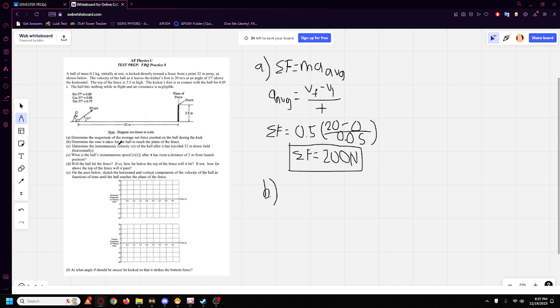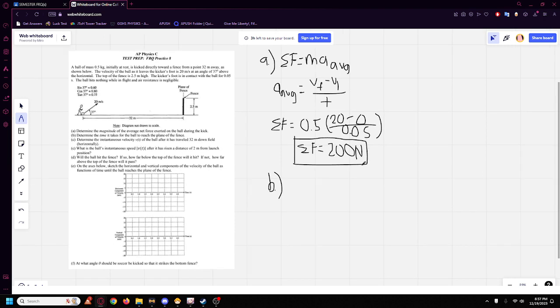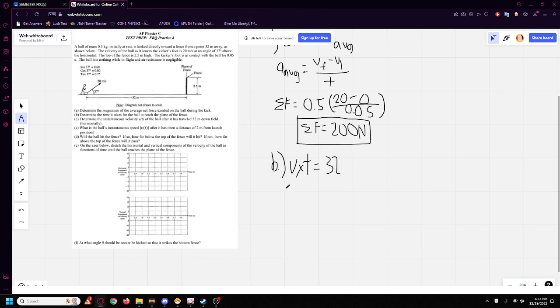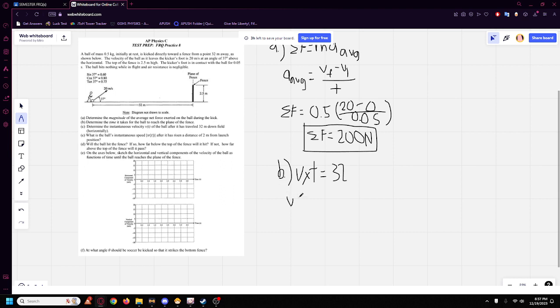So B asks the time it takes for the ball to reach the plane of the fence. So to find how long it takes for the ball to reach the plane of the fence, we can set the function Vx times t is equal to 32, because 32 is the distance from the ball to the plane of the fence. So Vx is the same thing as V cosine theta times t, which is equal to 32.